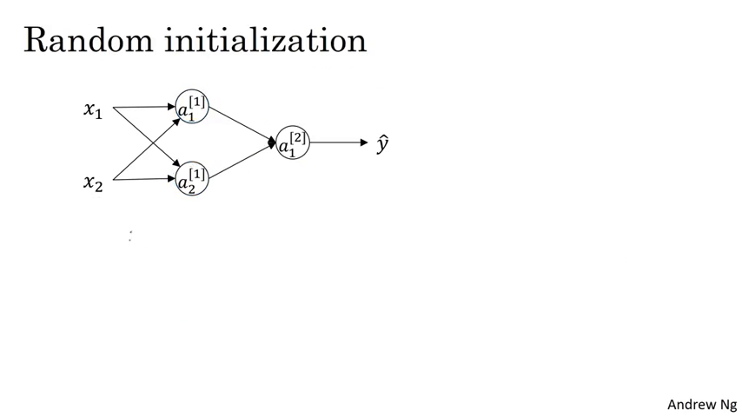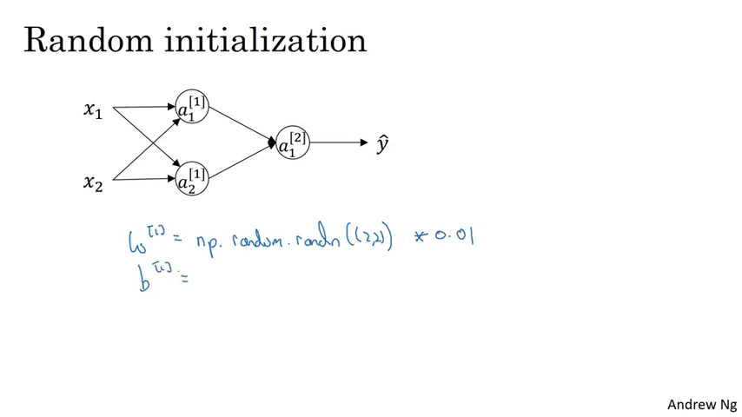You can set W1 equals np.random.randn, which generates a Gaussian random variable of shape (2, 2). And then usually you multiply this by a very small number, such as 0.01. So you initialize it to very small random values.